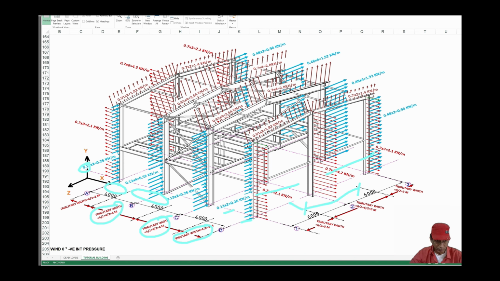So this is how the loads have to be applied to the STAAD Pro software. So let us open the STAAD Pro software now to apply all this load.